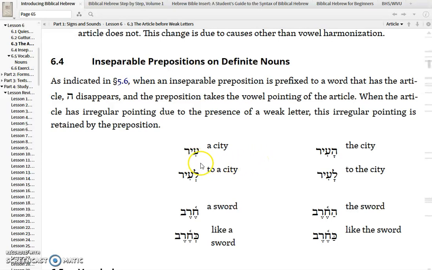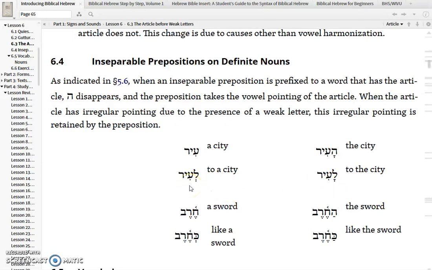So if you have the word city, which is ir, to a city would be l'ir. But if you make the word city definite, you end up with ha'ir, the city. But when you add the preposition to the city, it will basically supplant the hey. Again, in my imagination, it squashes the hey, smashes it down to the very top layer of the kamats underneath there, and sits on it. But whether you want to think of it that way, basically the hey disappears and the lamed takes the vowel. And so that would be to the city.